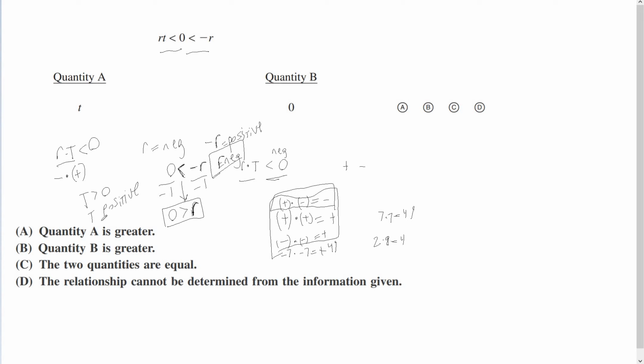Alright, great. So we know that t is positive, and that's actually all we need, because quantity A is t and quantity B is 0. So when it comes to which one is greater, t is definitely greater than 0. So the answer is A. Circle.